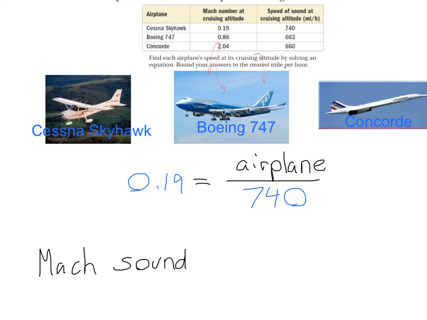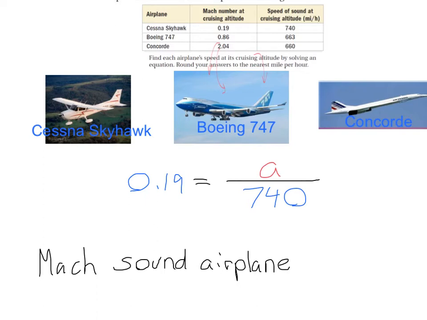All right, so let's do just that, which means the airplane speed is the unknown, so we don't have to use the word airplane every single time. All we need to do is use our variable, and we can use anything. Let's use an A to represent airplane speed. There we go. So here we have our equation. 0.19 is equal to A divided by 740, which means we have to now solve for A, the airplane speed.